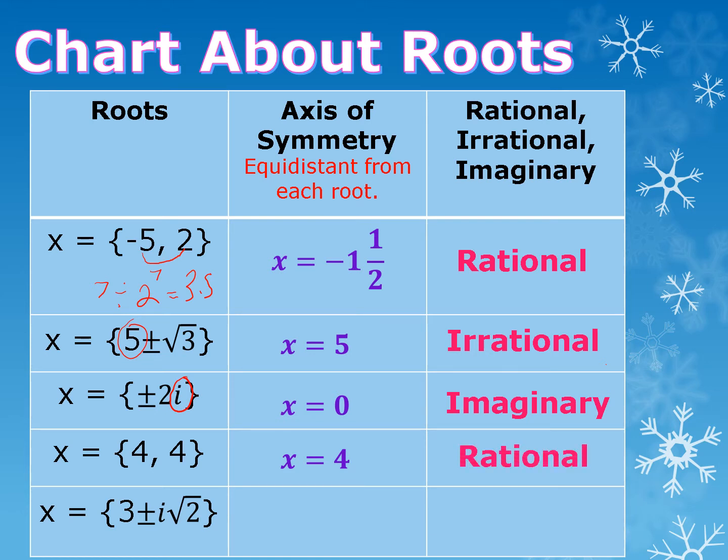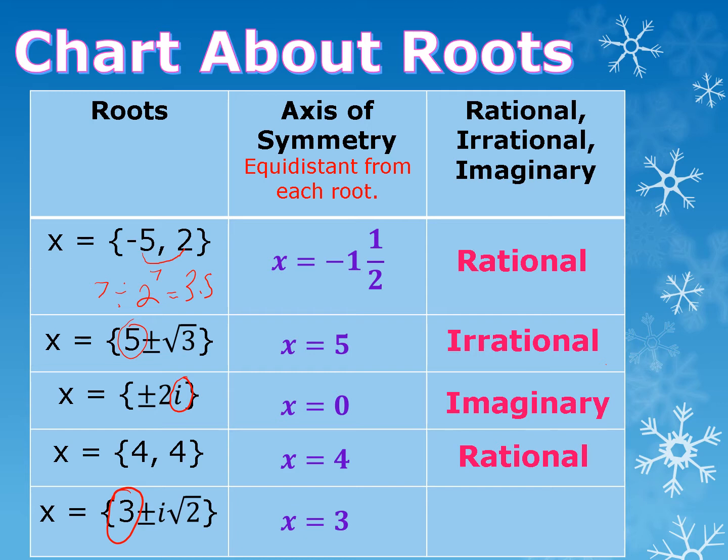And last example, 3 plus or minus i square root of 2. Okay, so remember that little trick I showed you back up on the second example, that anytime you're doing plus or minus something, your axis of symmetry always goes through the number itself, the number in front. So that means that my axis of symmetry is going to be x equals 3.